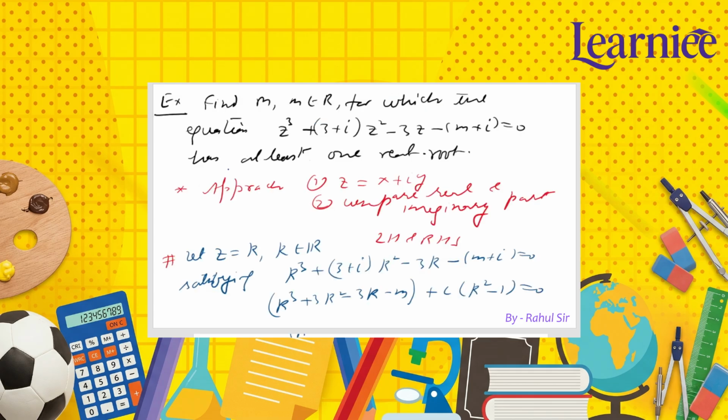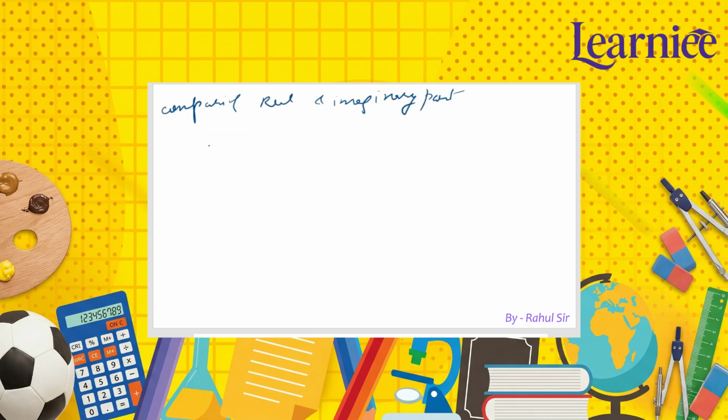So we have k cube plus 3k square minus 3k minus m is 0, and k square minus 1 is 0. So comparing real and imaginary part, I get k cube plus 3k square minus 3k minus m is 0, the real part, and the imaginary part is k square minus 1 is 0. So it will give the value of k as plus minus 1. So there are two equations, 1 and let's say 2.